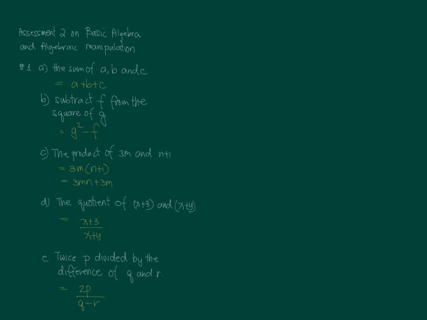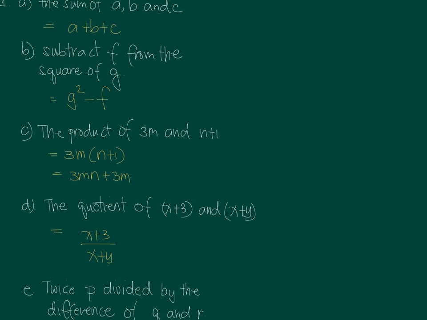Okay, so in this first video, I'm going to explain the answers and solutions to the Assessment 2 on Basic Algebra and Algebraic Manipulation. This is in Type 1. If you refer to your test paper, number 1 is all about translating statements to mathematical expressions. Let's start with number 1A.